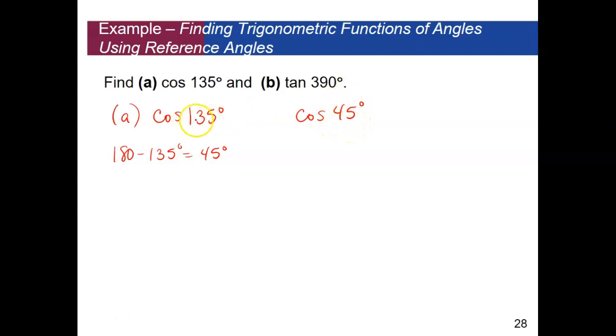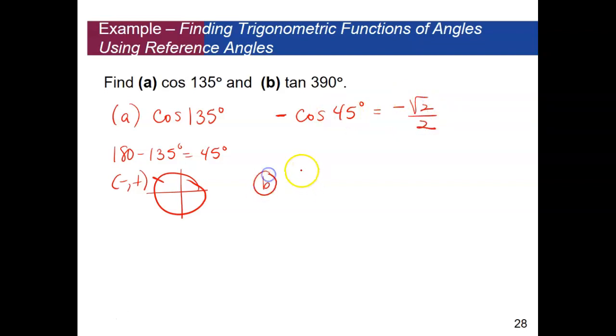And as far as this goes, this is in the second quadrant. So second quadrant over here, so our answers are negative, positive. So that means cosine is negative. So if I take the negative of the cosine of our reference angle, then that's going to give me the correct answer. So negative square root of 2 over 2.